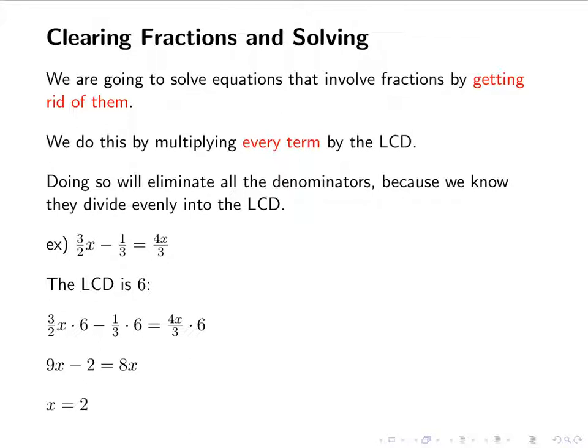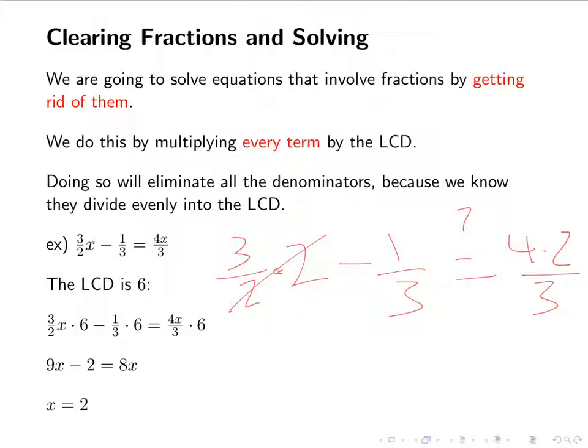And don't forget that whenever you solve an equation, you can always check it by plugging it back in. So if I have 3 over 2 times 2 minus 1/3, does that equal 4 times 2 over 3? My 2's cancel, and I have 3 minus 1/3, which is 2 2/3. And then over on the right, I have 8/3, which is also 2 2/3. So I've checked it, and I know that I'm right.